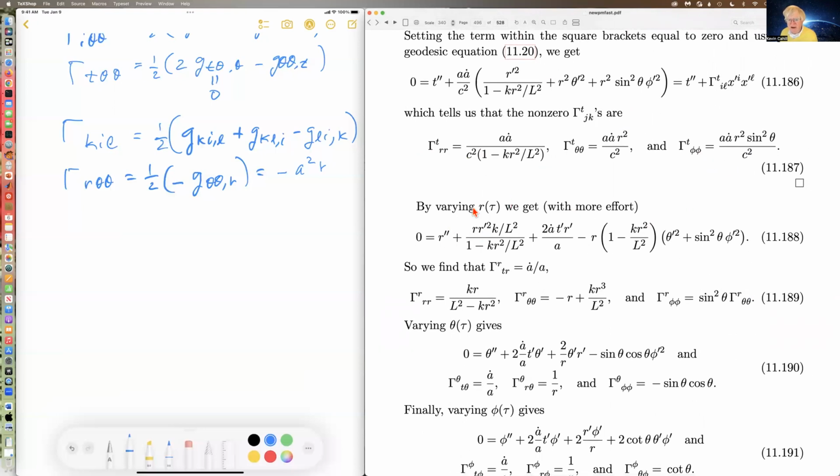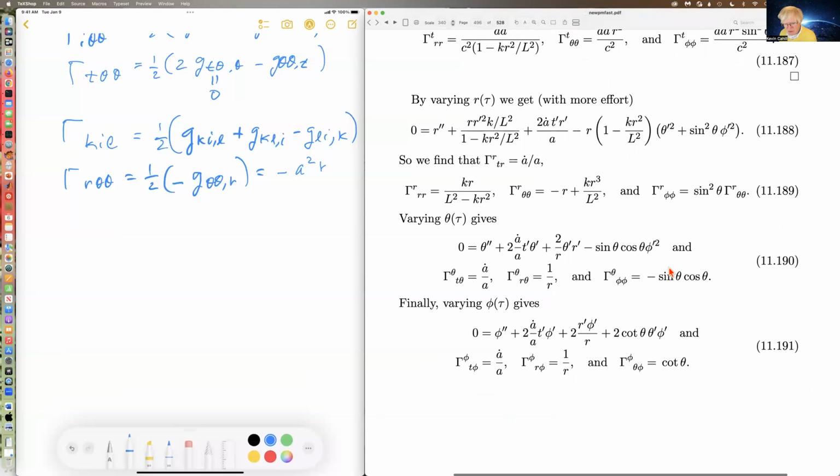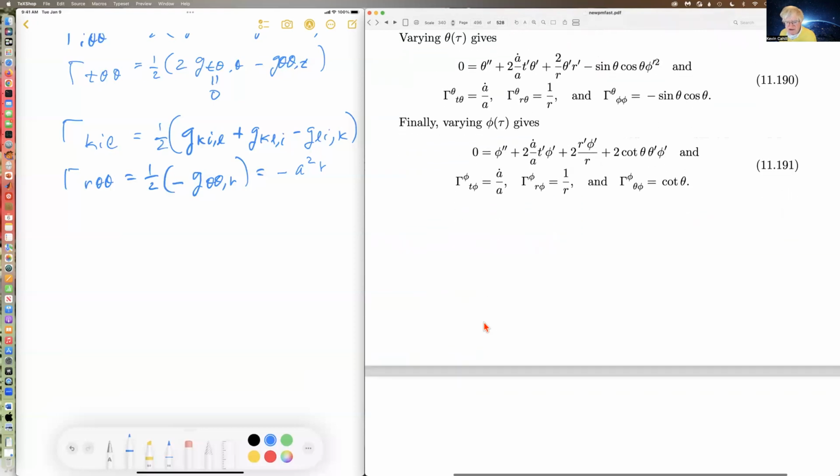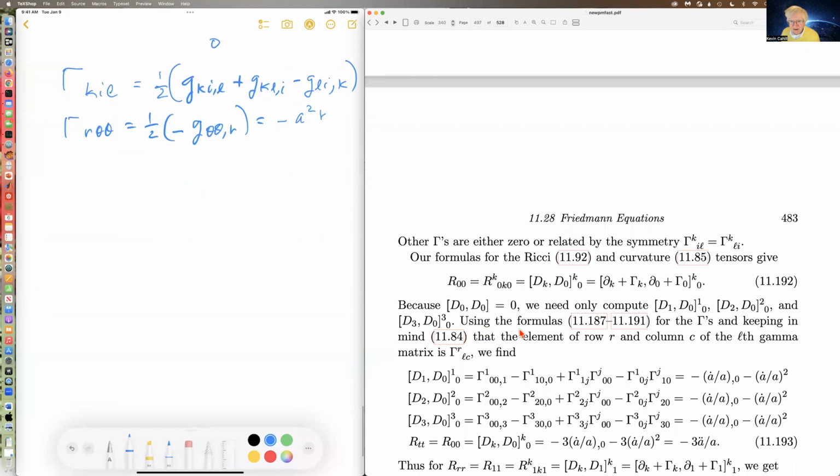And so you find that these are the values. In a similar way, if you vary R, you get these, and if you vary theta of tau, you get these, vary phi of tau, you get these. To tell you the truth, whether this is actually simpler, I don't know. It certainly requires more thought, but on the other hand, the other requires keeping track of so many indices that it can be very confusing, as you've just seen. I got confused.